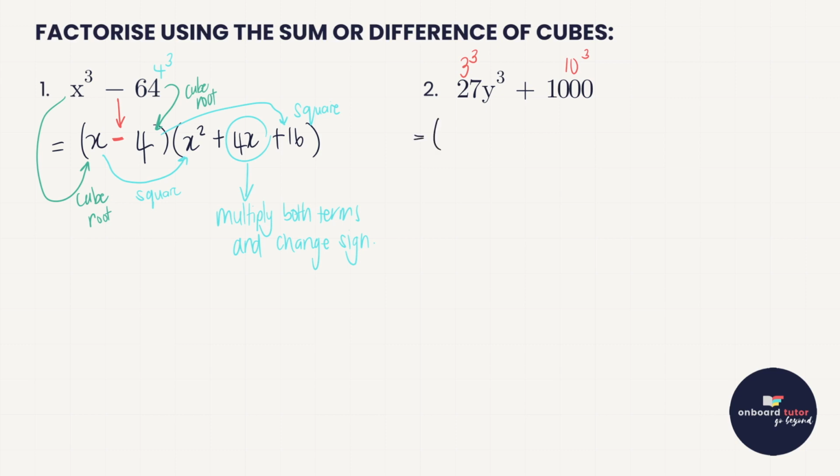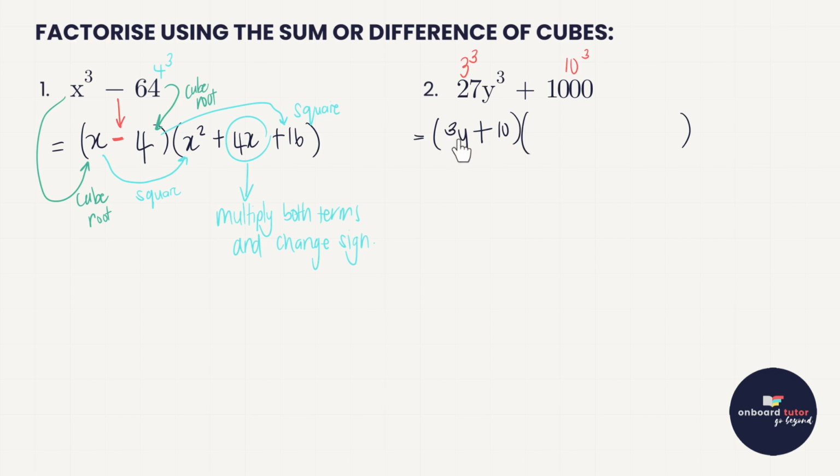We work out our first bracket, and we say we're going to take the cube root of this. So cube root of 3 cubed is just 3. Cube root of y cubed is just y. Keep the sign the same, plus cube root of 1000 is 10. And once we've got our first bracket, we can use it to work out the second bracket. So what do we do? We square the first.